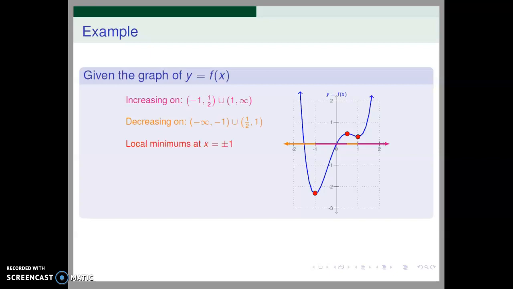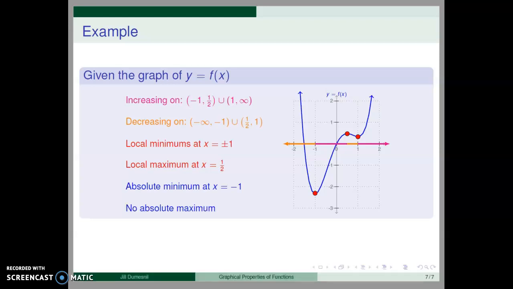In fact, we have local minimums at x equal plus or minus 1, and a local maximum at x equal a half. We have an absolute minimum at x equal negative 1, but we have no absolute maximum as the function values are unbounded above.